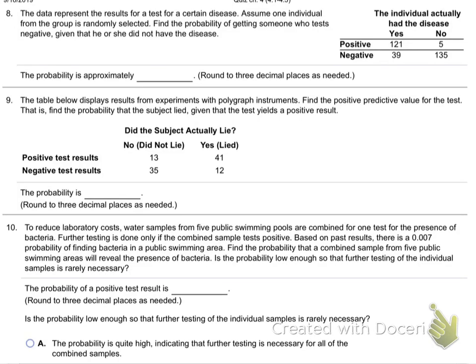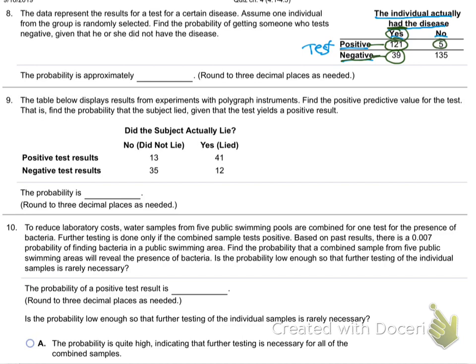So they give me this table over here. This is the individual. Let's make sure we understand. The individual actually had the disease, yes or no. And over here, this is the test result, positive or negative. So, for example, these 121 people actually have the disease and they tested positive. The test said they have the disease, and they do. These 39 people have the disease, but the test came out negative. The test said they did not have the disease, but they really do.